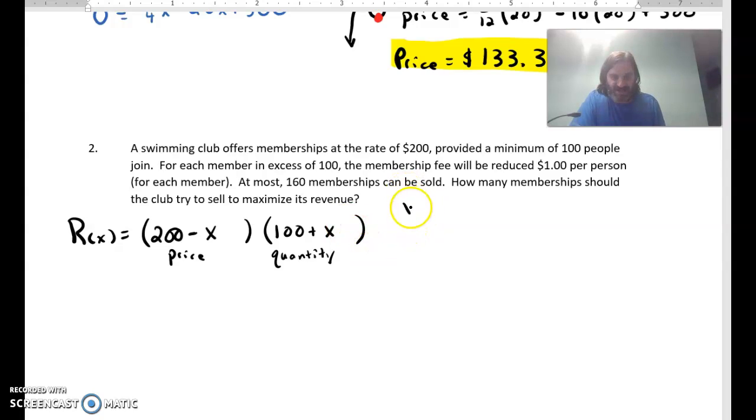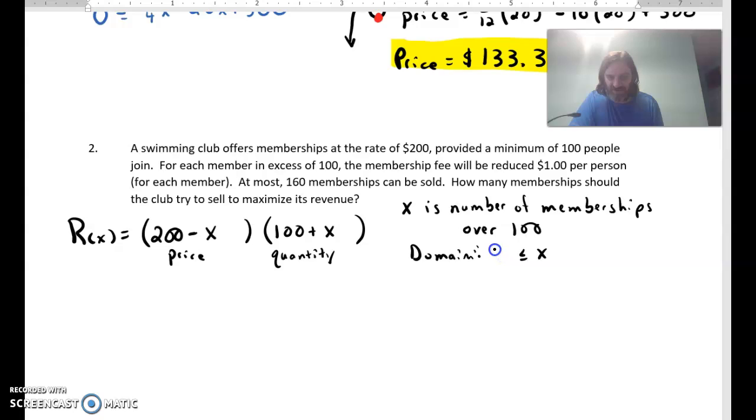But keep in mind this x is the number of memberships over 100. And also, from the domain aspect of this application, we're only using x from 100 because we can't sell less than 100. They're requiring that, and it can't go over 160. So X can be from 0 to 60, I'm sorry. The memberships can be from 100 to 160, but since our x is the number over 100, x has to be between 0 and 60. So that's pretty complicated, so just keep that in mind. But let's work this out.